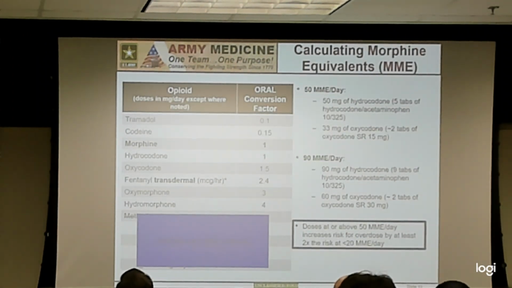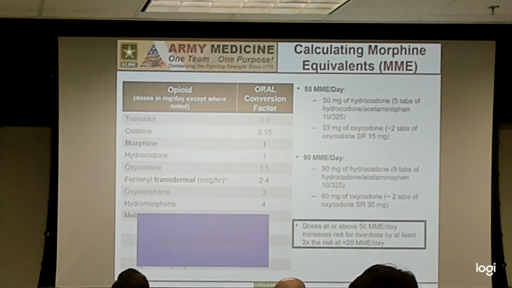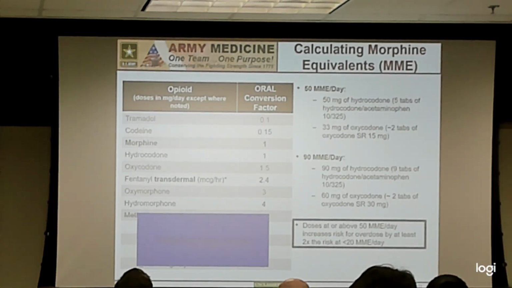So this is that opioid conversion chart that I was telling you about and how you're going to get your MMEs. I'm going to go over like a little bit, y'all. I'm sorry. I just want to finish this so that tomorrow I can try to get y'all out on time.